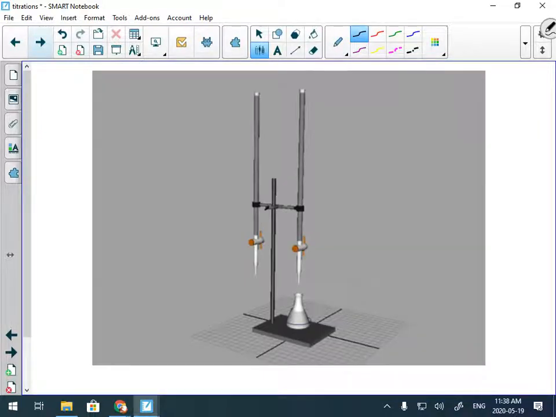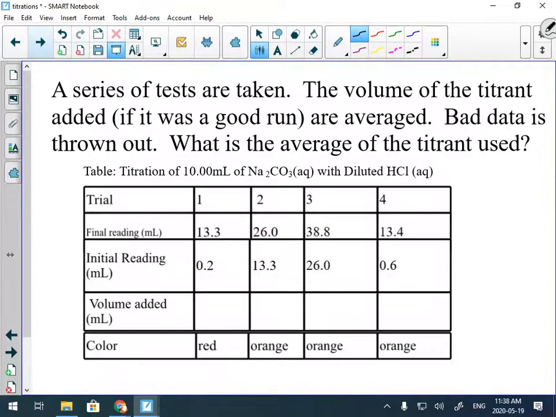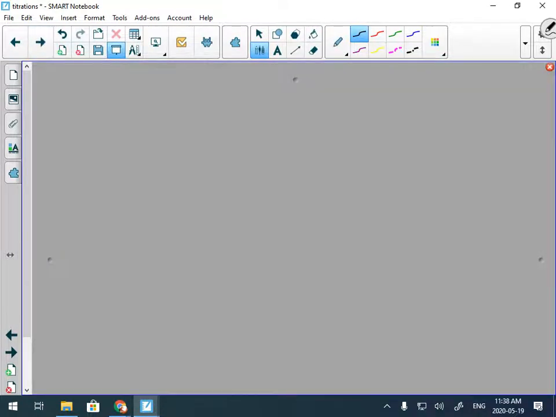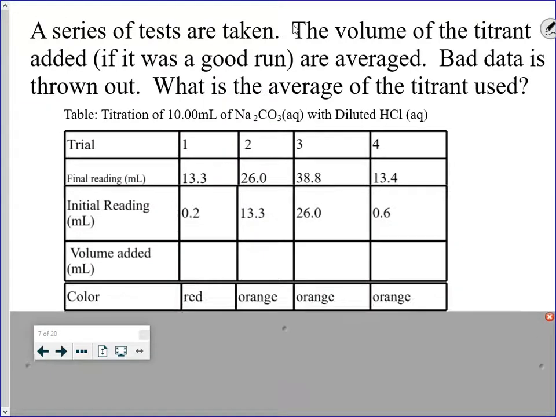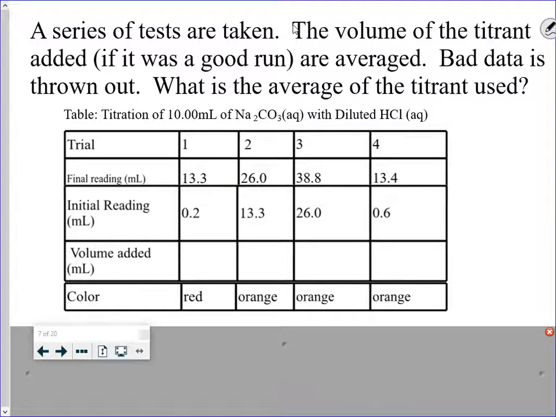Okay, here's a better example of what a titration setup looks like. All right, now a titration problem in the titration lab is set up with all of these different trials. You have to run multiple trials to make sure your data set is accurate. You can't just do one. You have to do multiple trials over and over again. And usually you'll have bad data sets.